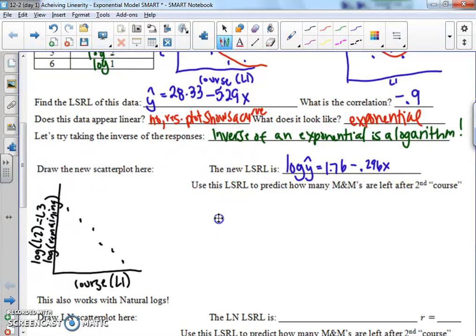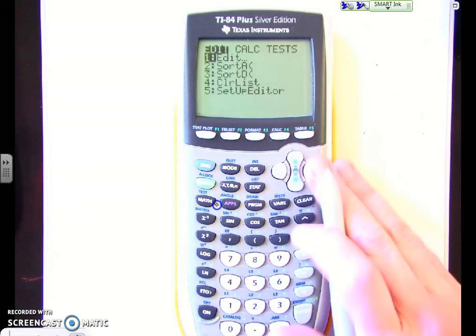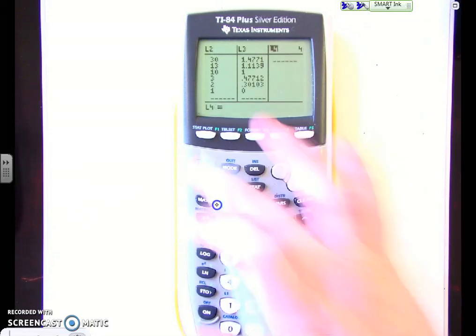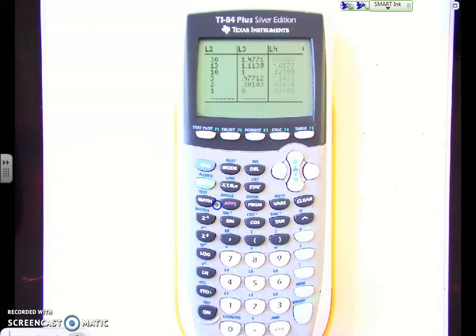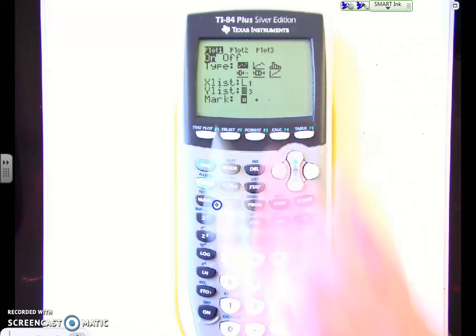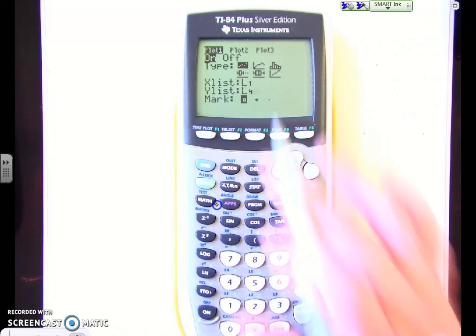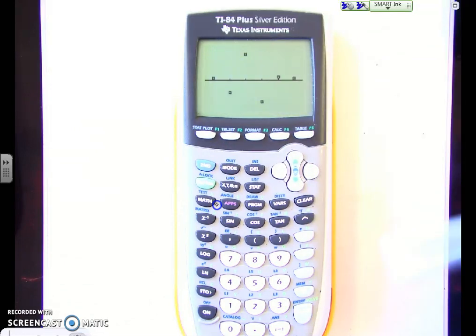Now it says use this least squares regression line to predict how many M&Ms are left after the second course. And actually, real quickly, it doesn't ask you to do this here, but I want to show you the residual plot just to show you that the residual plot is indeed much straighter. Since I ran this, my residuals got restored. So I'm going to put the residuals in my list 4 this time, and you don't have to do this, but here's the residuals for it. So again, to do a residual plot, we're going to do list 1 against the residuals, which now are in list 4. So take a look at that residual plot. You can see that there's nice even scatter now. There's not that curved pattern.